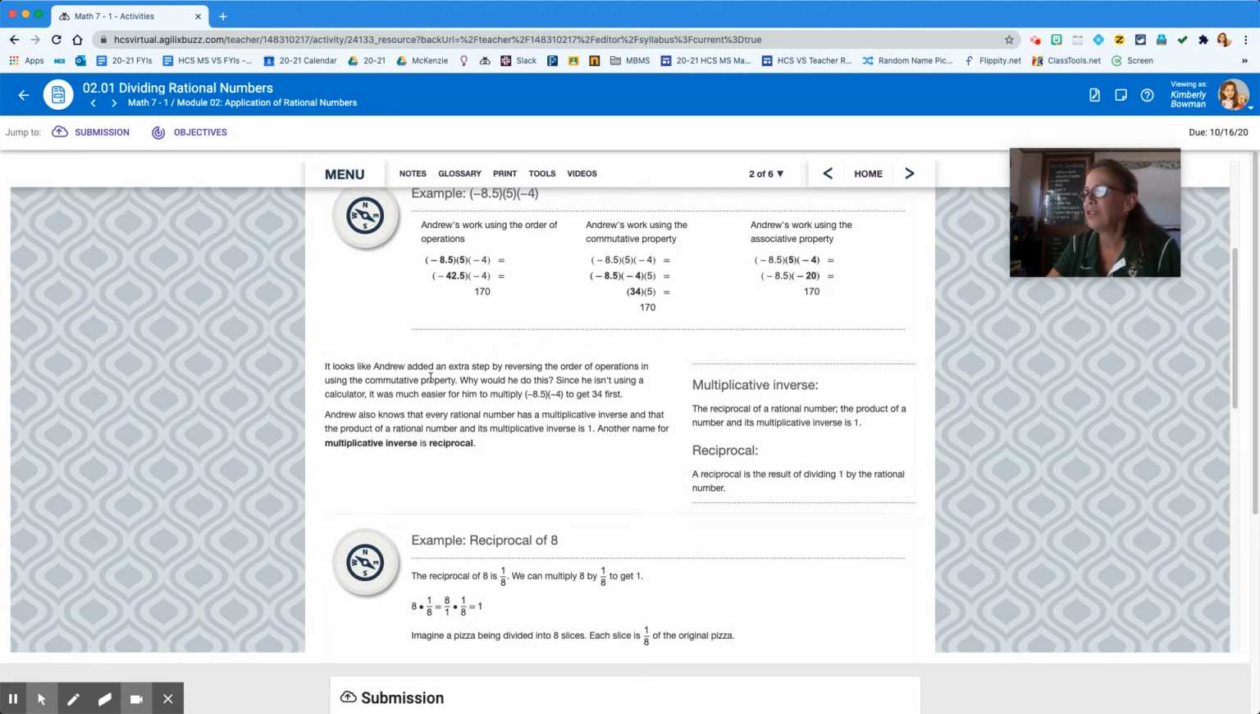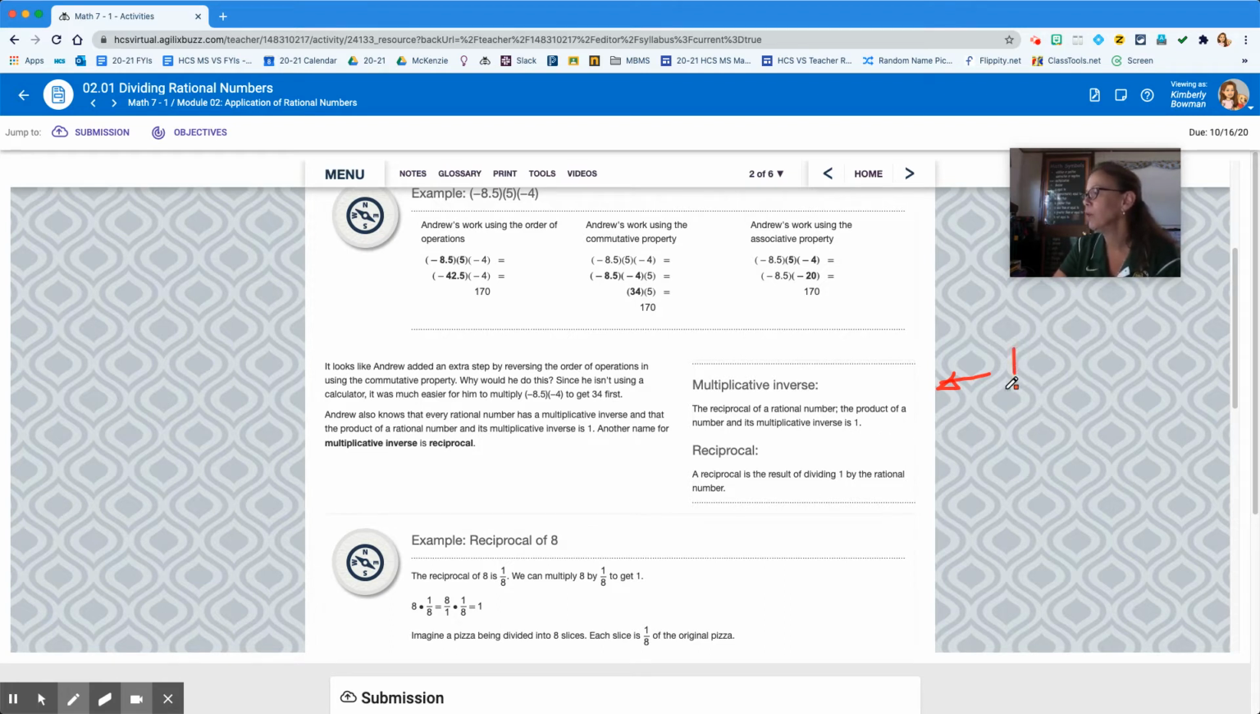Anyway, it says it looks like Andrew added an extra step by reversing the order of operations and using the commutative property. Why would he do that? Since he isn't using a calculator, it's much easier for him to multiply those two to get 34 first. He also knows that every rational number has a multiplicative inverse. There's another thing you might want to write down, multiplicative inverse. A reciprocal of a rational number. The product of a number and its multiplicative inverse is 1.